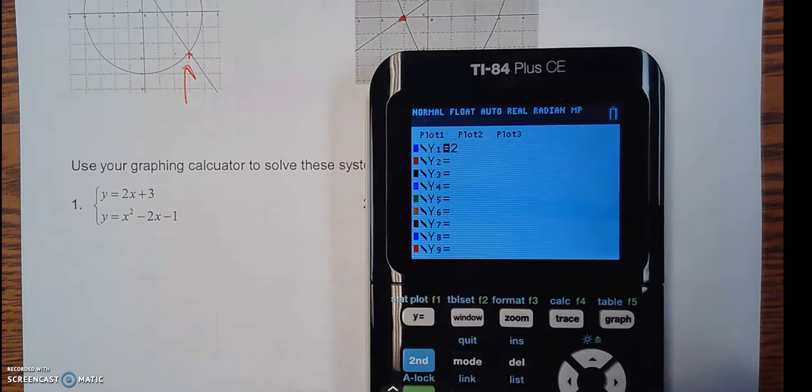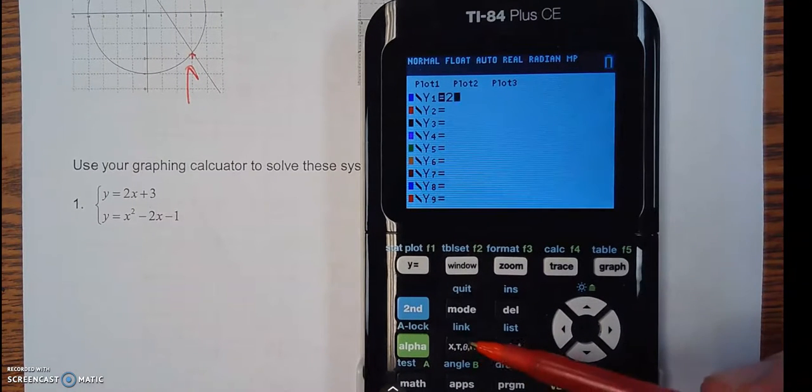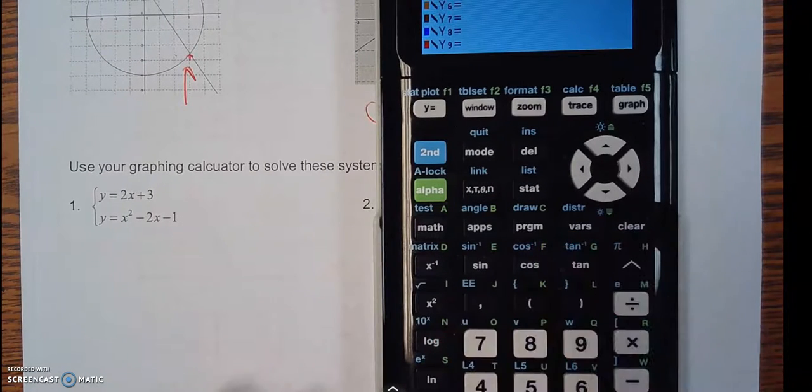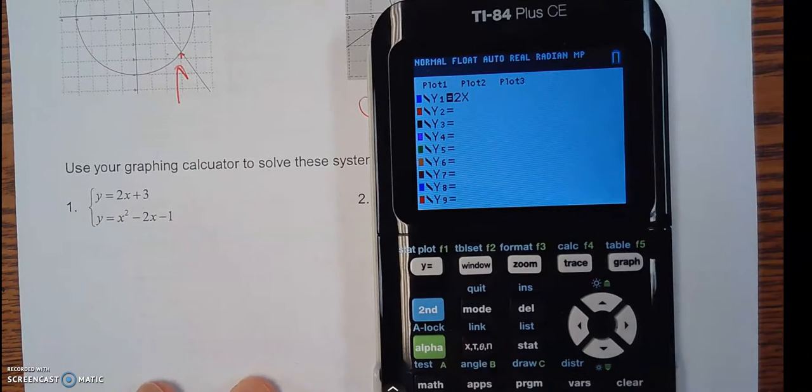So 2, the variable button you want to use, let's get that up a little bit. This guy right here is your variable button. That's how you get x on there quickly. I know there's a whole bunch of alphabet letters, the green letters. Don't use those. We want to use this variable button. So 2x plus 3. Hit enter, get the next one, and now I need x squared.